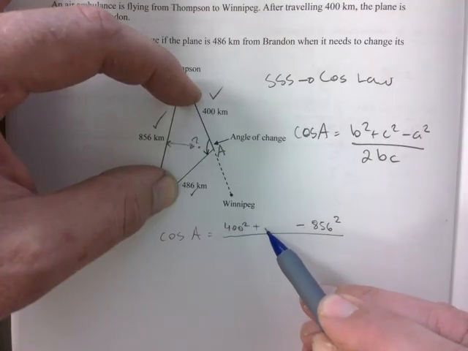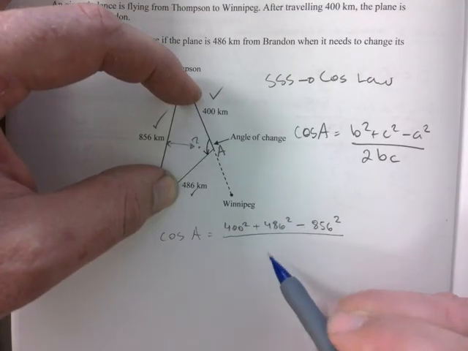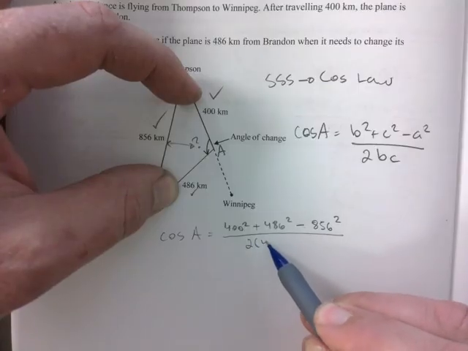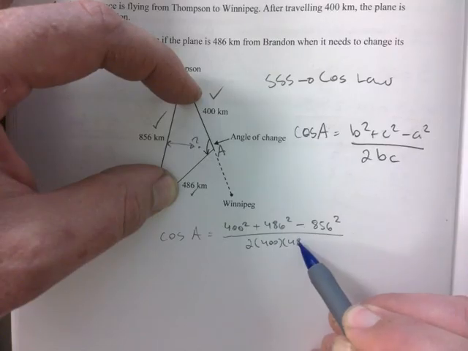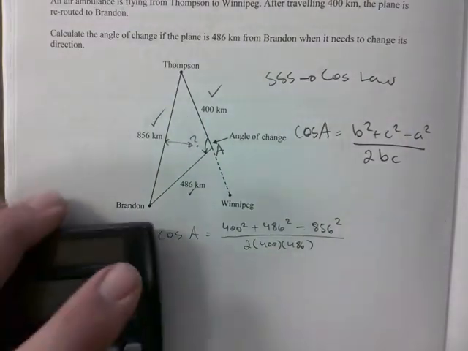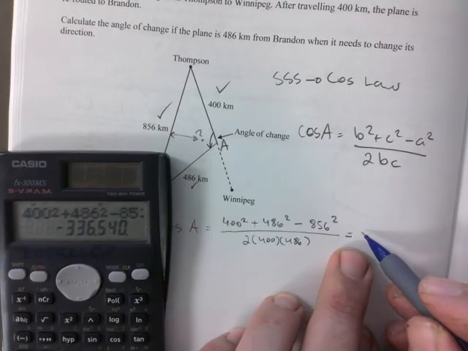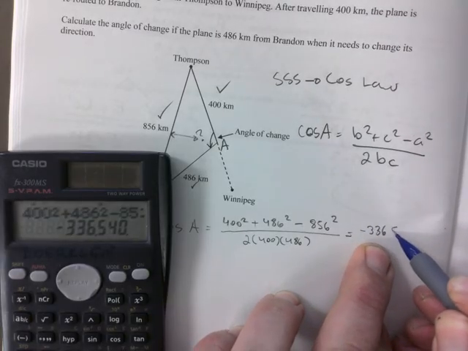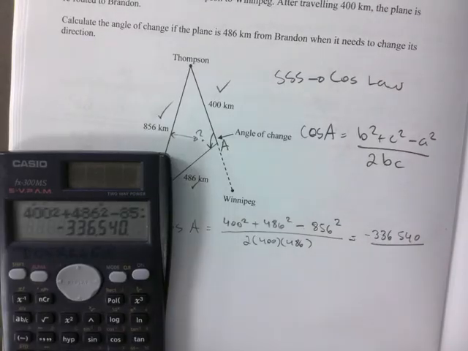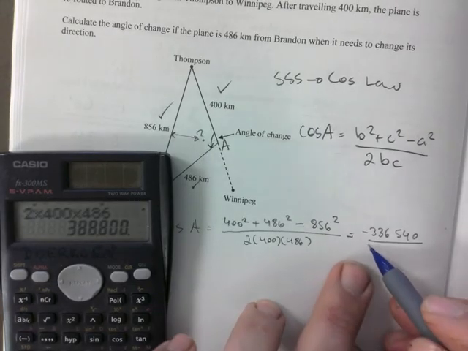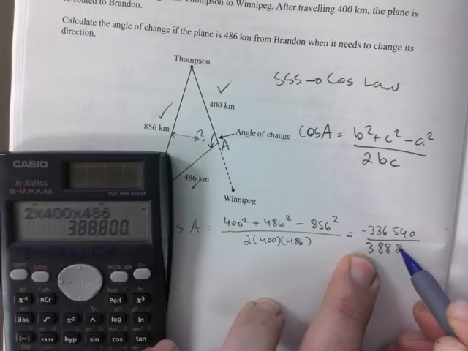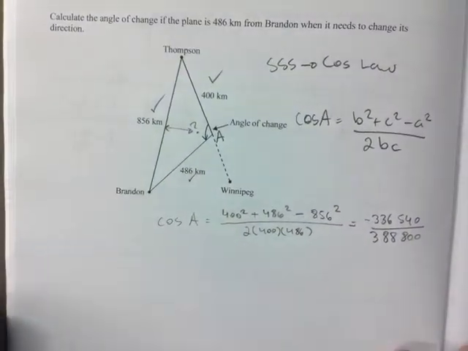400 squared, and this is 486 squared, and then it's 2 times 400 times 486. And then let's crunch that. If you have a calculator, maybe type that in just so you practice. So the top is negative 336,540, and the bottom is 2 times 400 times 486, 388,800. Okay, so what's so special about that?